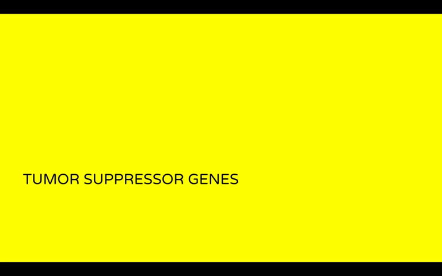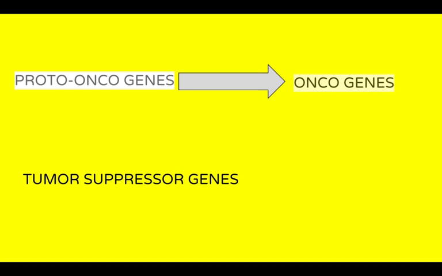Once one of these genes has become mutated, one of these two things can happen. When proto-oncogenes become mutated, they become oncogenes, which stimulate excessive division. When tumor suppressor genes become mutated, they become inactive.